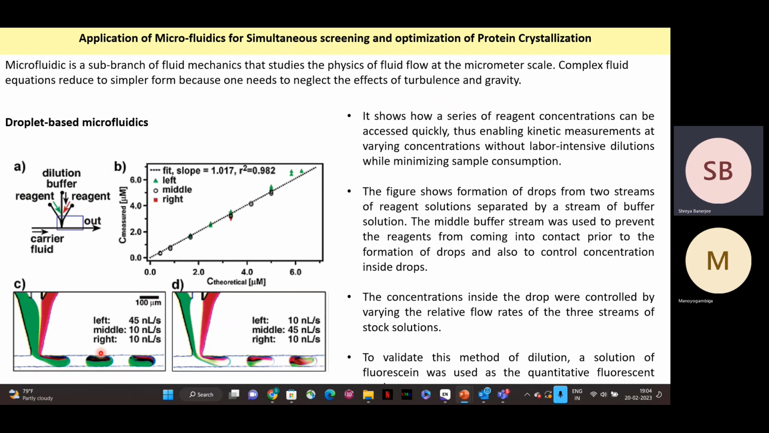So say in the first drop, you have higher concentration of the red reagent. Then you reduce the rate of the flow of the red reagent and you can get a drop with lower concentration of the red reagent.